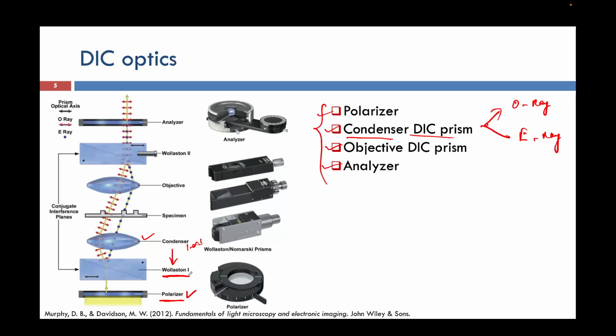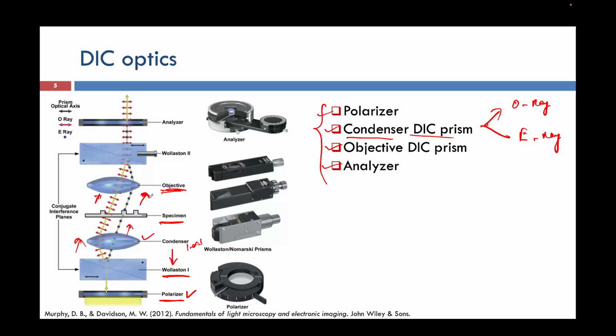Now two beams will be going, as you can see, and these two beams, the ordinary ray and the extraordinary ray, will be mutually perpendicular to each other. They interact with the specimen here, and after interaction with the specimen, based on their constructive or destructive interference, they go on. Now they have passed the objective as well. The role of the objective is not to do anything with the path length, because the lens acts according to where the rays are coming from.